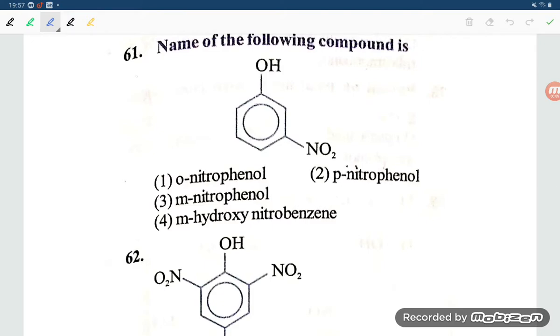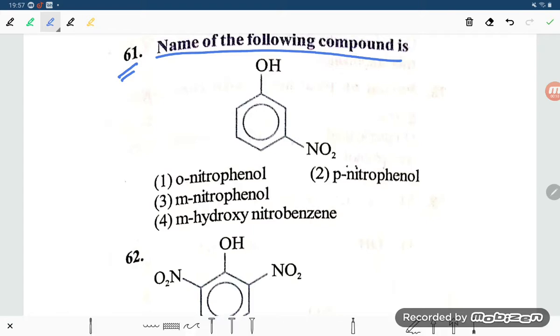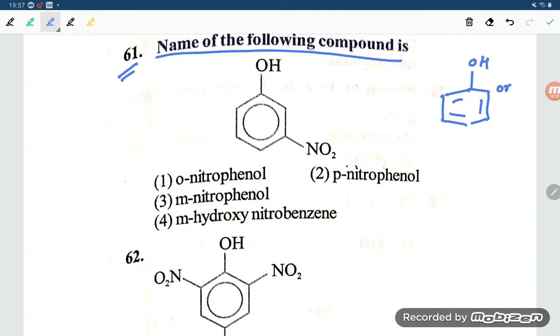So problem number 61 is there, students. Name the following compounds. So dear students, this is phenol and on one position a nitro group is there. Now students, the first basic idea we have to know is that, if it is the functional group, the closest carbon position is known as ortho.